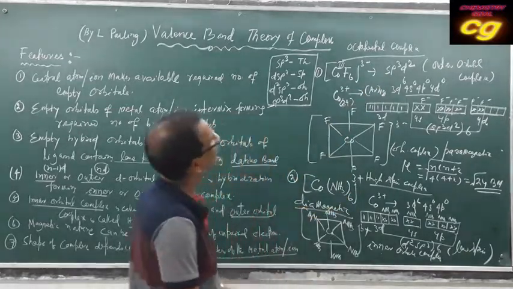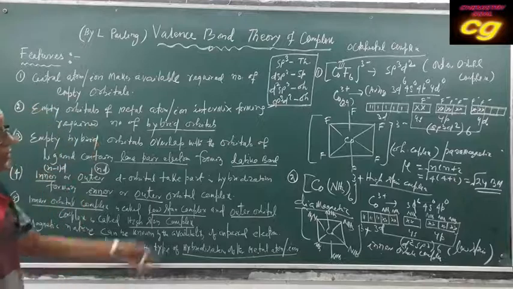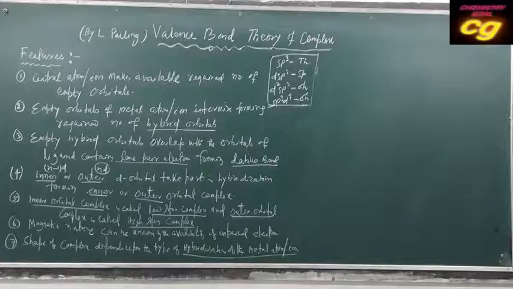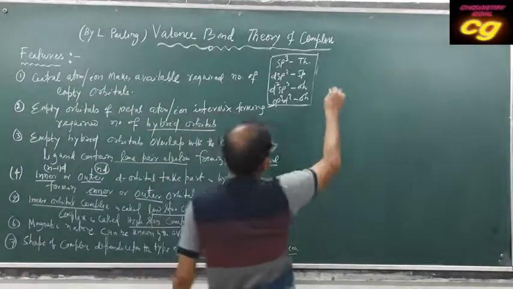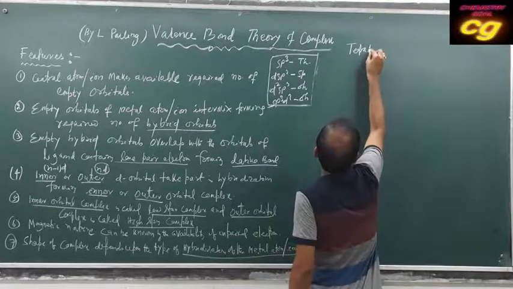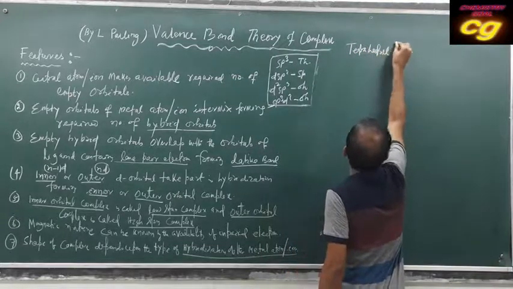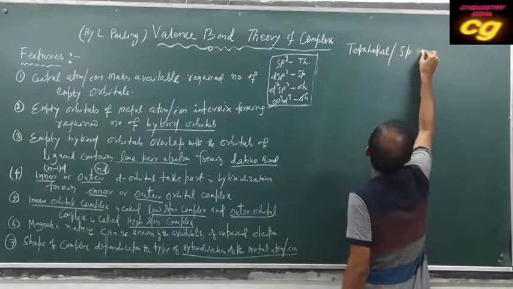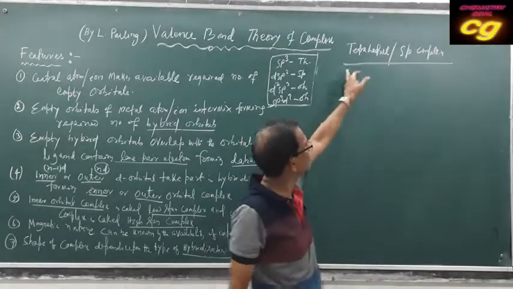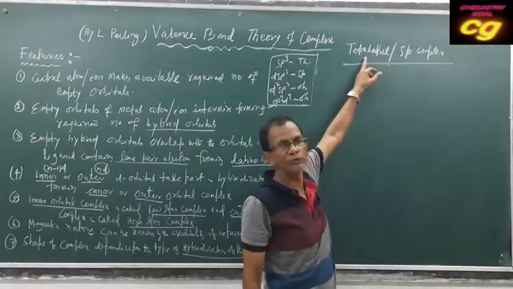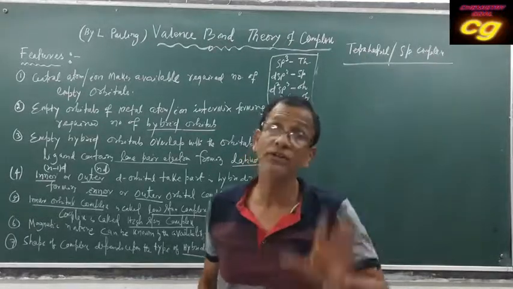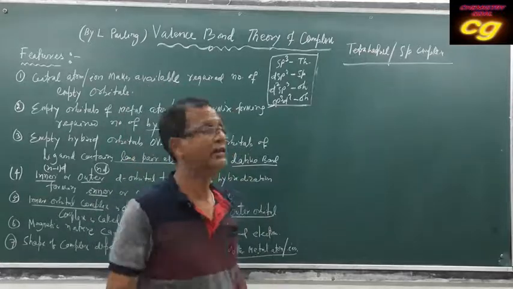Similarly, we will now discuss tetrahedral and square planar complexes. Let us take these 2 hybridizations together, tetrahedral and square planar. Why have we taken both together? Because tetrahedral requires 4 ligands and square planar also requires 4 ligands. But what is the difference? The only difference is in the nature of the ligands.